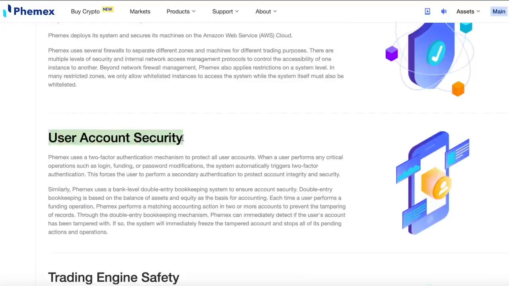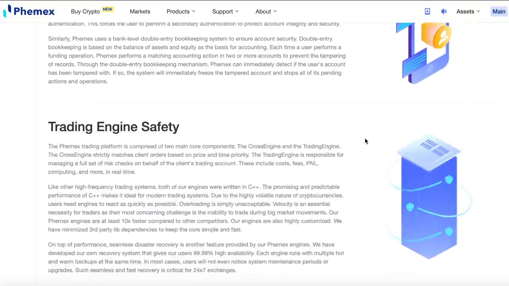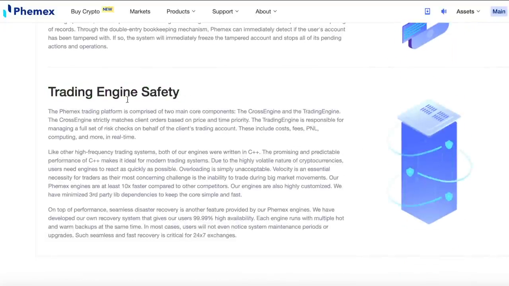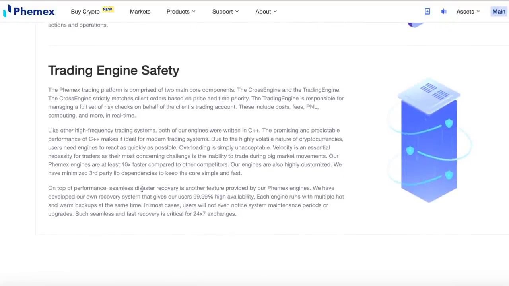And user account security, it is very important that you activate your 2-factor authentication mechanism to protect your account. This means that no one will be able to hack your account and steal your funds. And the trading engine safety is also very important so you don't get any big bugs when you're trading. And according to Phemex, they have developed their own recovery system that gives the users 99.99% high availability. Personally, I cannot verify that that's true, but that is what they claim themselves.